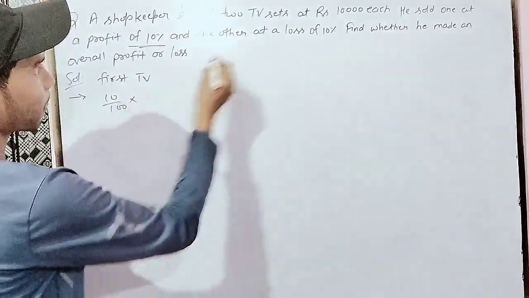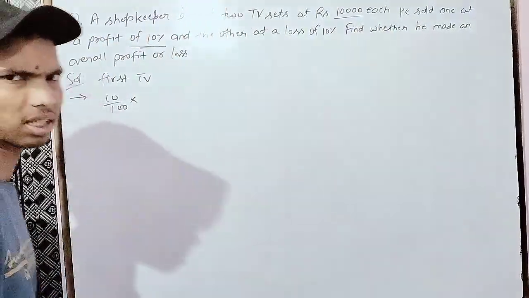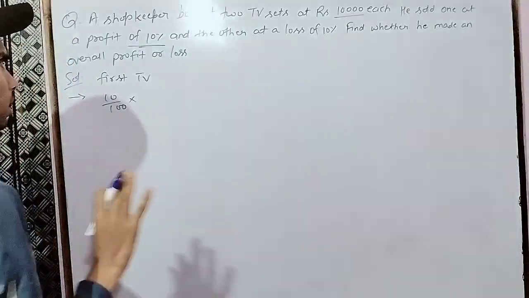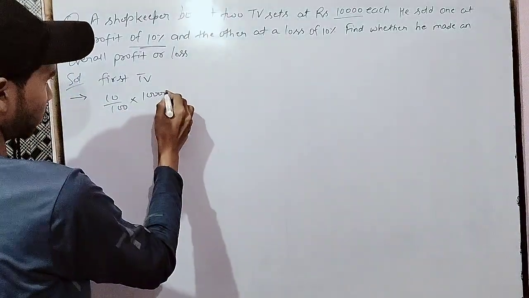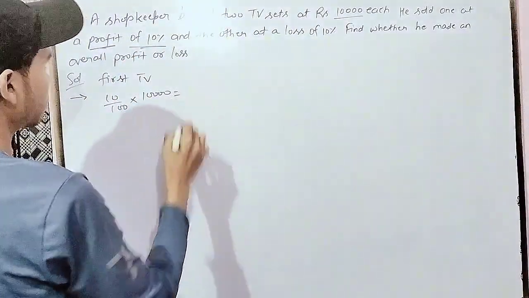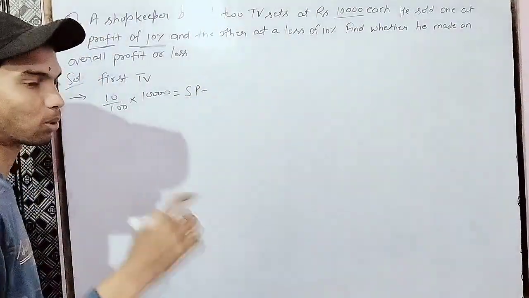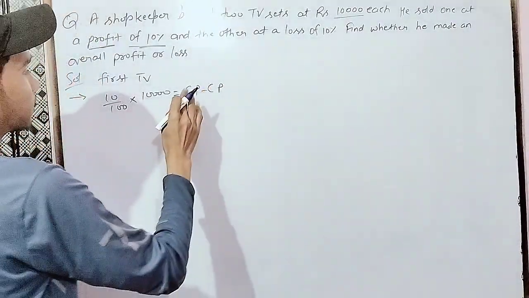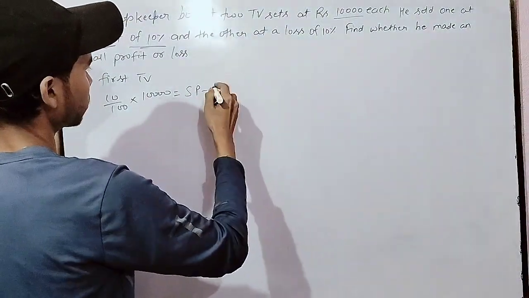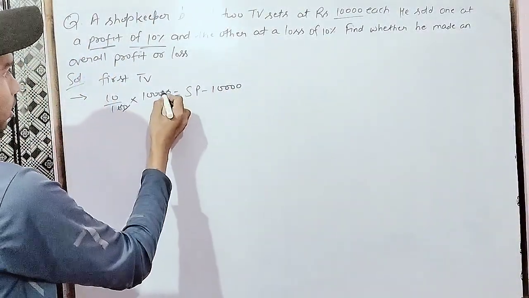10%. Clear? And we are talking about the first TV. The price of the first TV is how much? 10,000, as well as the price of the second TV, again 10,000. Clear? Here, this is profit, which means the selling price is high, but the cost price is low. But remember, we have the cost price. Till here, are you clear?